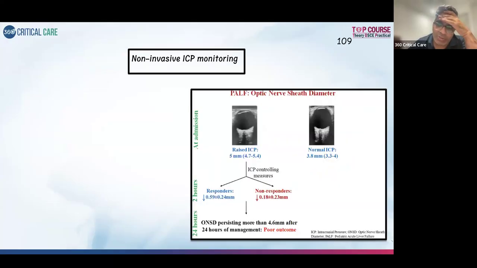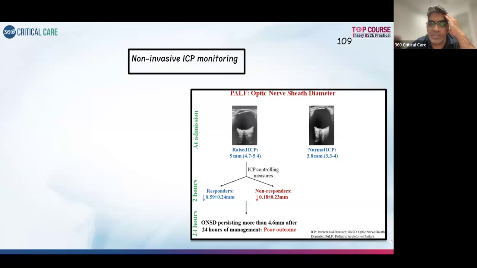Non-invasive monitoring, usually optic nerve sheath diameter. We take 5 millimeters as the standard normal. If there is an increase from that, that means the ICP is changing or increasing. And usually the size should reduce by a particular number with the ICP controlling measures, it should come down by 0.6 with the measures. But again, you can see the time frame. Within 2 hours, the brain can be dead with a high pressure.